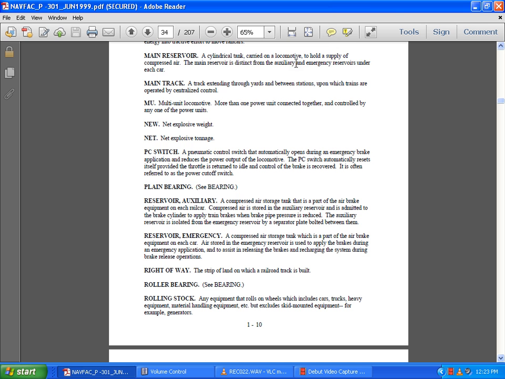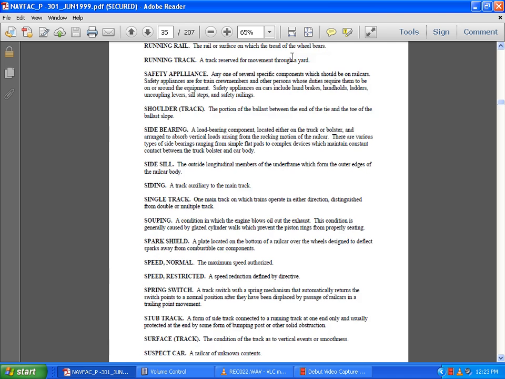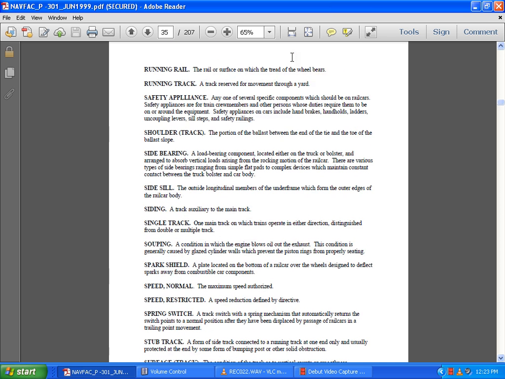Running rail, the rail surface which is treaded on by the wheels. Running track, a track that is serviced for movement in the yard. Safety appliances, anyone that specifies a component which should be on the car for the safety of the train crew and other personnel who have duties to be there.